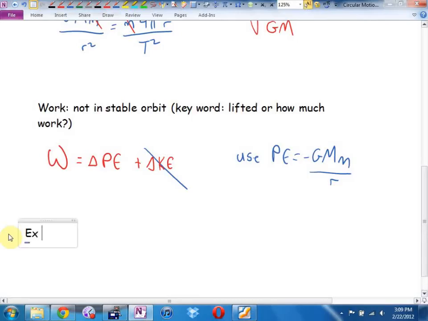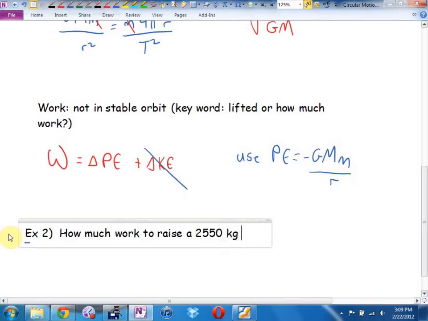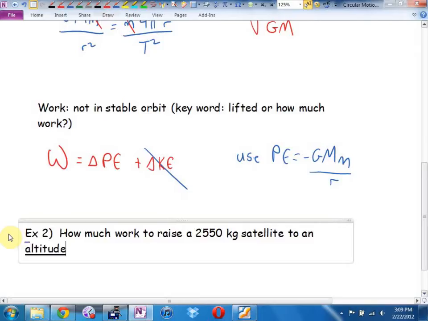Example 2. How much work to raise a 2,500 kilogram satellite to an altitude of 4 times the Earth's radius?